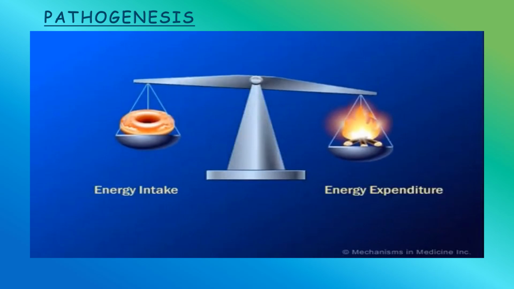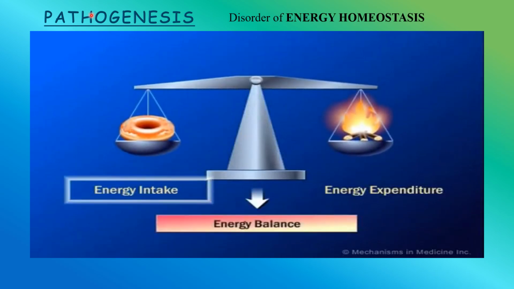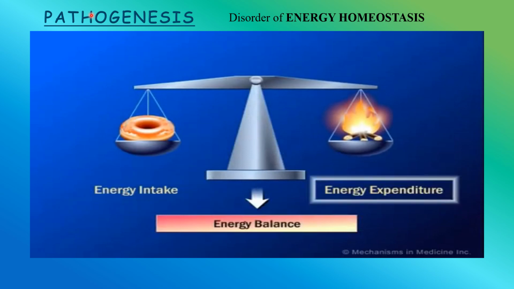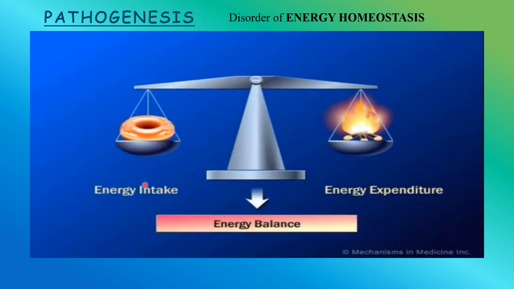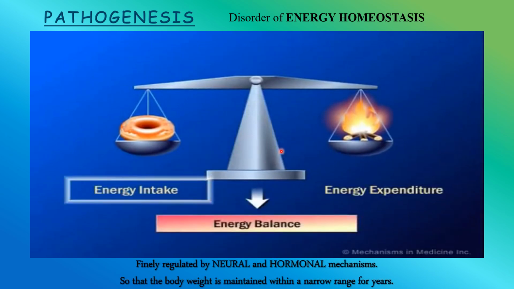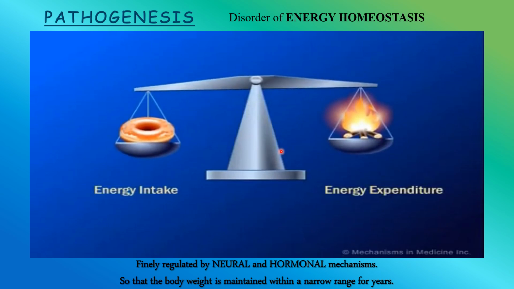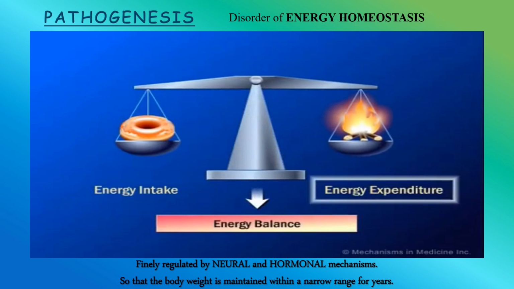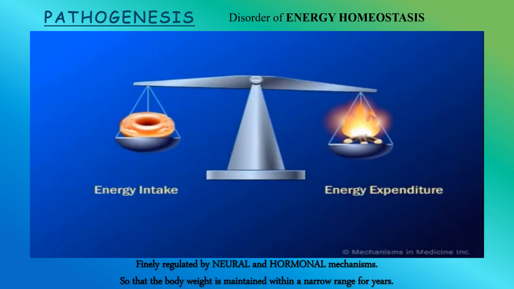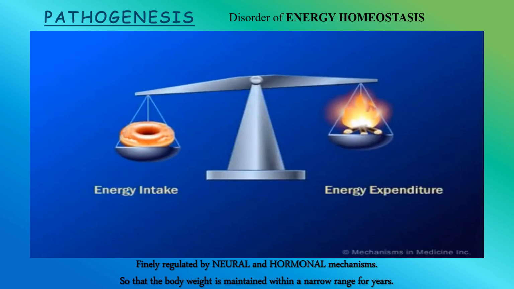So, finally coming on to the pathogenesis of obesity. See, obesity is a disorder of energy homeostasis. What happens in a normal individual, there is a balance between energy intake and energy expenditure, which is very finely regulated by neuronal and hormonal mechanisms, so that the body weight is maintained in a narrow range. When there is an imbalance between energy intake and energy expenditure, that leads to accumulation of fat and obesity.